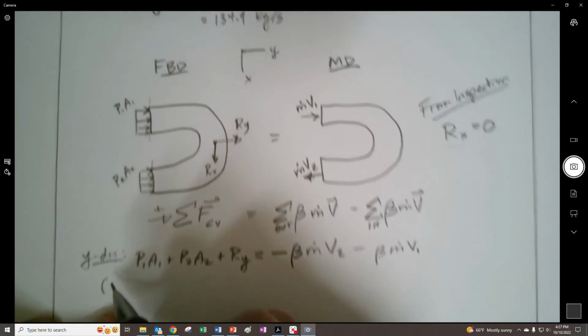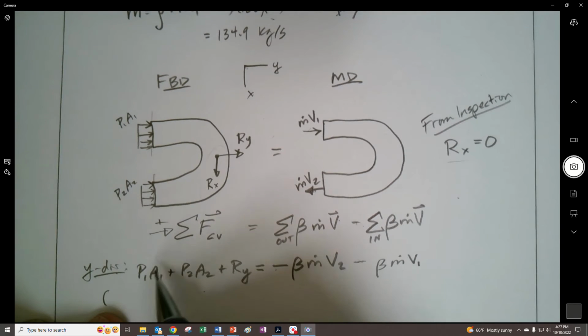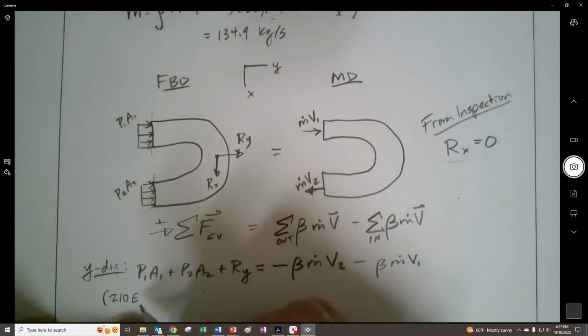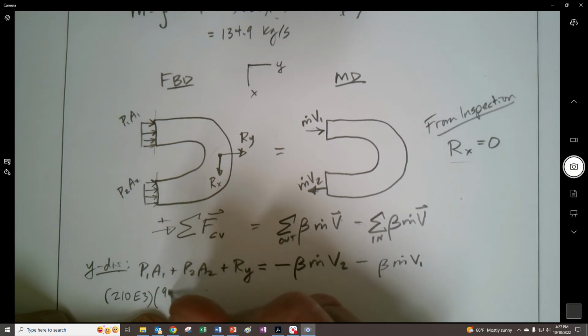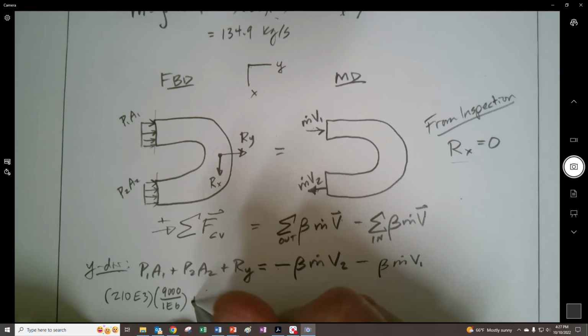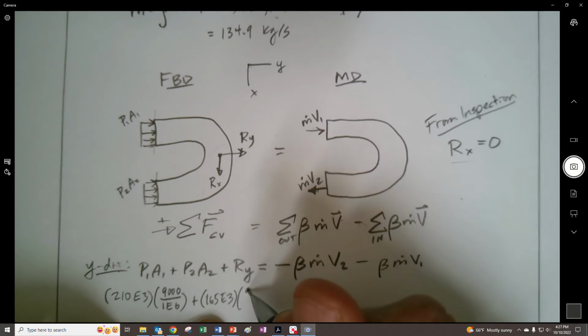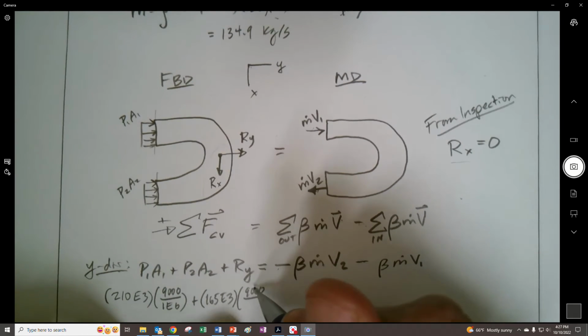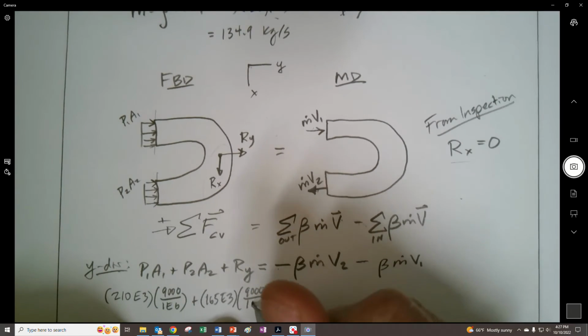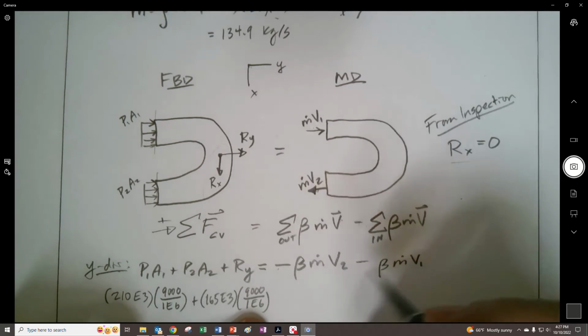So we have this pressure right here of P1 is going to be 210, but it's kilopascals, right? So that's E3. But then the area here, that's the 9,000 millimeters squared, but we need to divide it by a million. Same thing true here. We have 165 E3 because they're kilopascals, but also that 9,000 square millimeters. We have to divide that to get it into square meters.